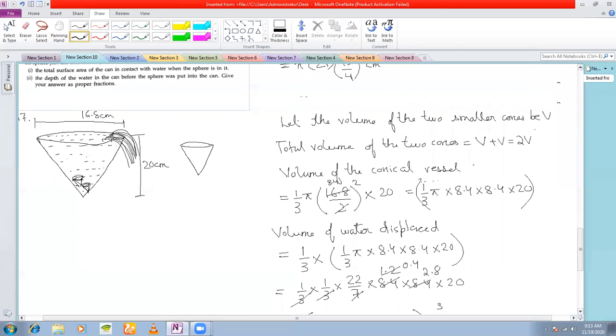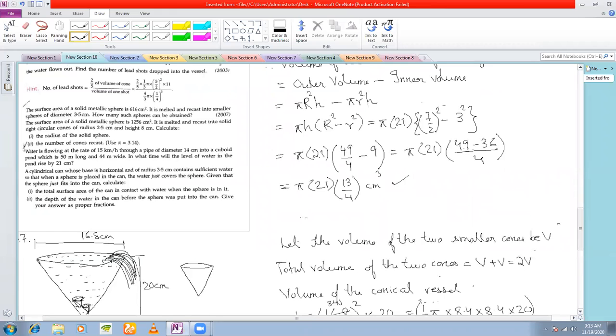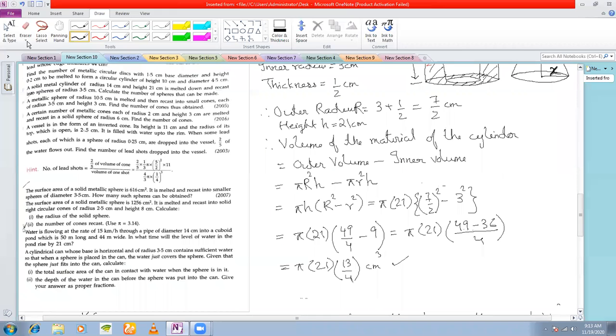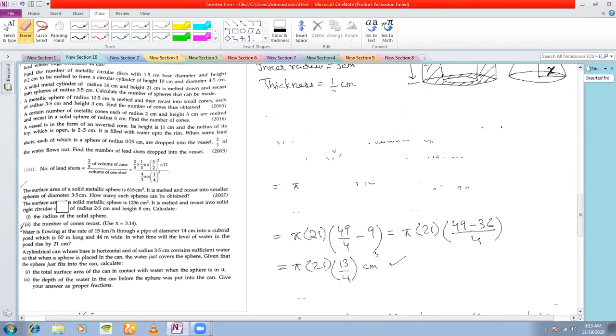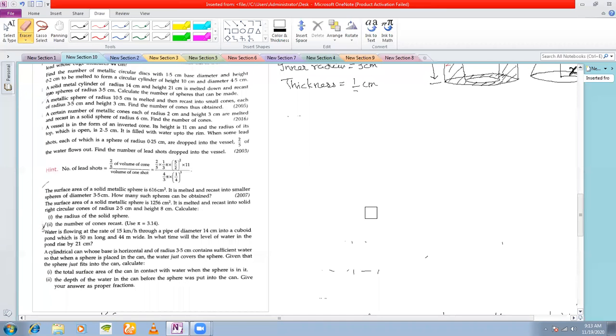Okay, so this is your number 17. Let us look at number 18. Number 18 is in fact an important kind of problem. It is purely a problem where a solid is converted into another solid. Let's see what the problem is.